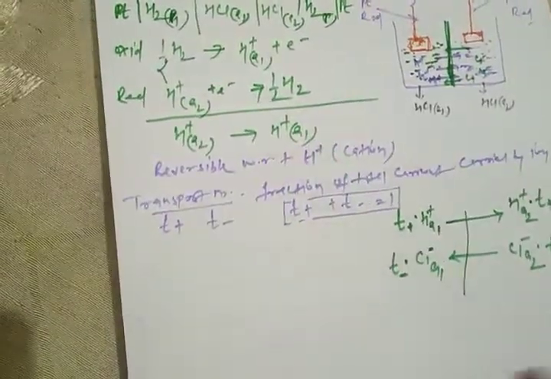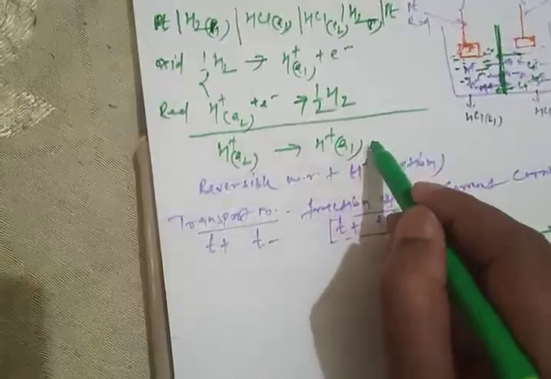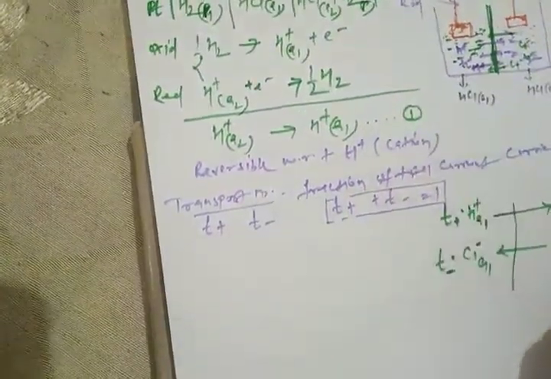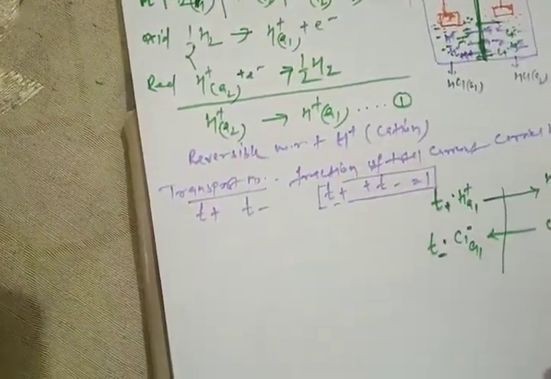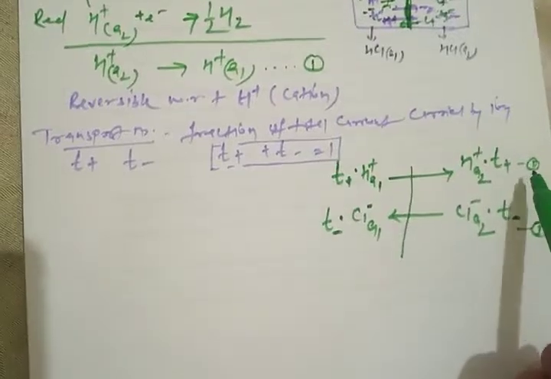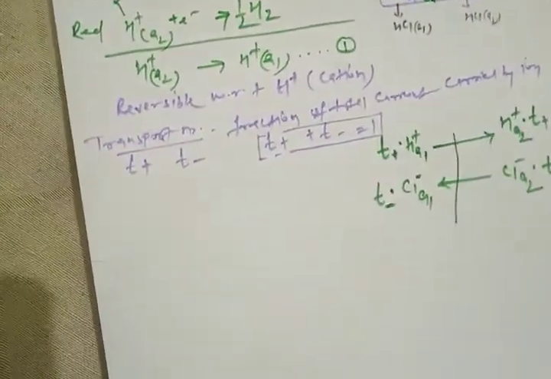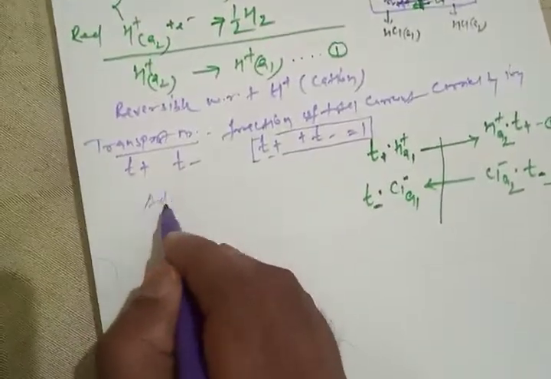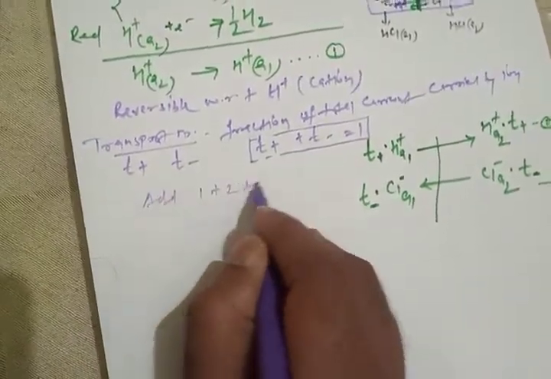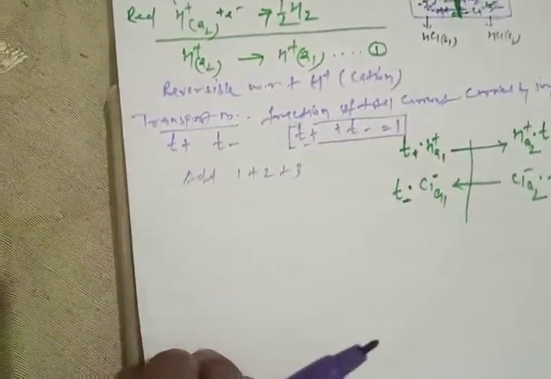Okay. So now we have three types of transition. This is the first transition, this is the second, and this is the third. So let's add all these three, 1 plus 2 plus 3. If we add 1 plus 2 plus 3, what will happen?